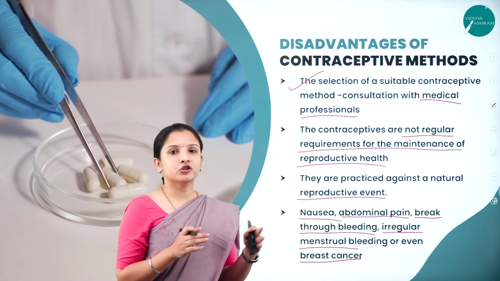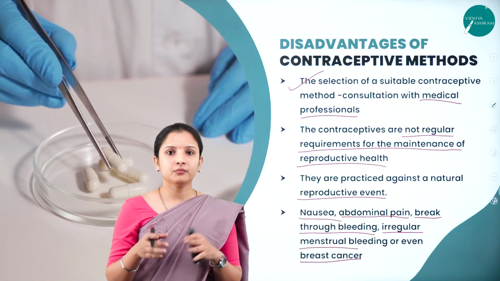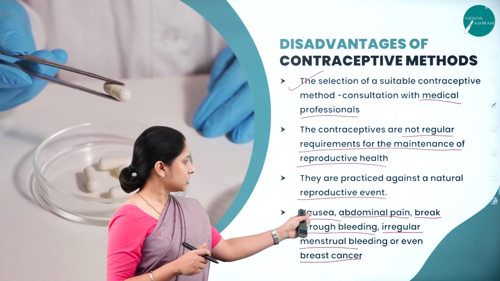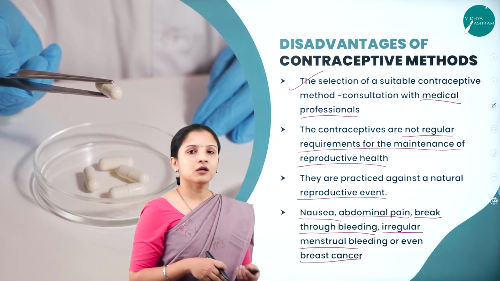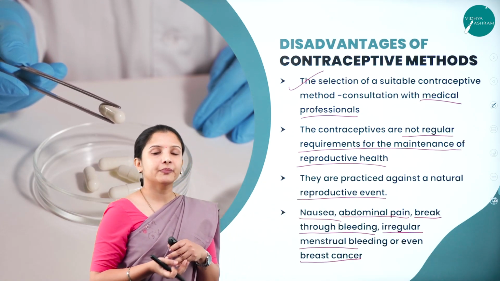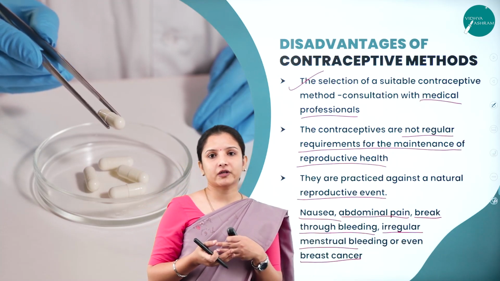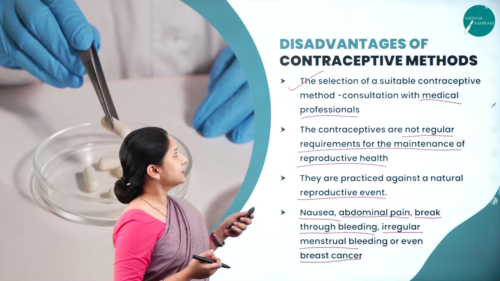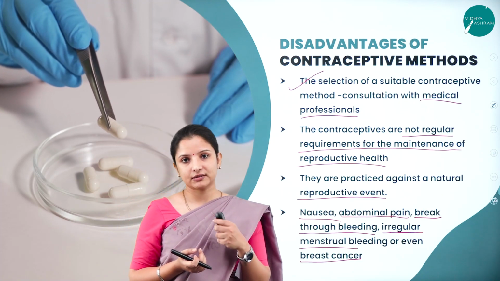So all this should not be used for a long term. It should be avoided. Why? Because contraceptives may cause nausea, abdominal pain, irregular menstruation periods, and there are also chances of it causing breast cancer. So this was about the various disadvantages of the contraceptive methods.